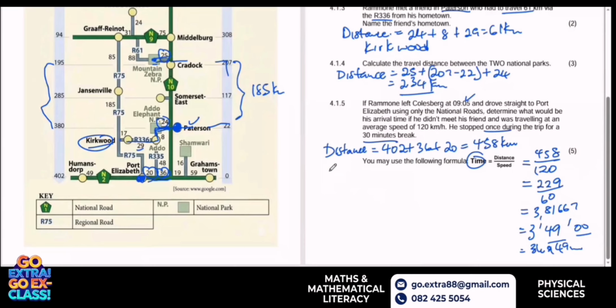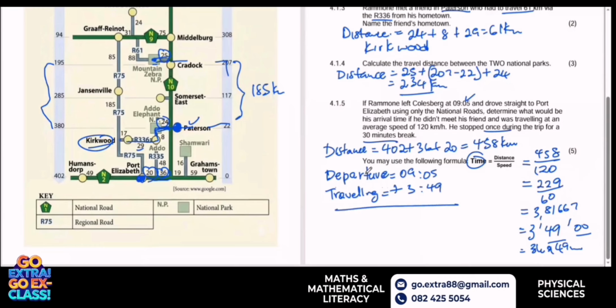So now we're going to look at the time of departure. It says he left at what time? At 5 past 9. So now we're going to add the traveling time here. What was the traveling time? When we add the traveling time, remember we have 3 hours and also how many minutes? We have 49 minutes.